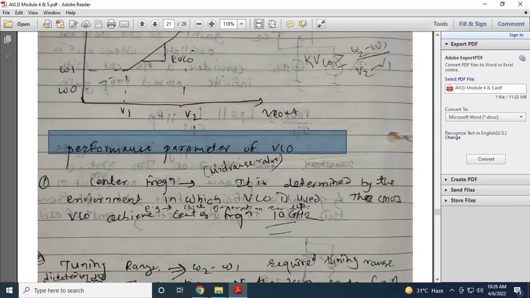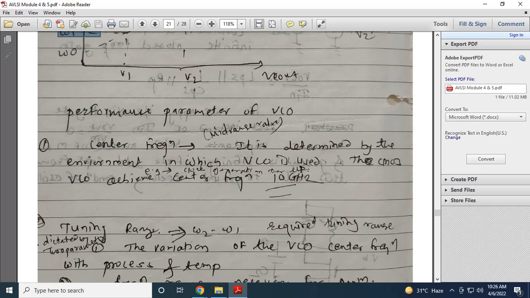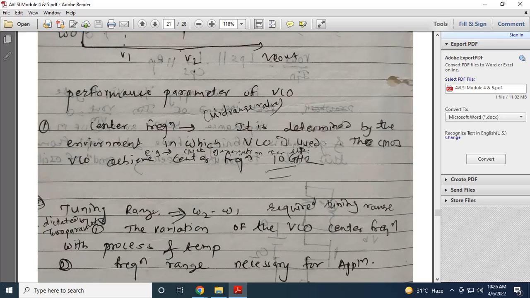Tuning range: this is omega 2 minus omega 1. It is dictated by two parameters. One is the variation of the VCO center frequency with process and temperature parameters, and the other is the frequency range which is required for your application. So tuning range depends upon these two parameters.